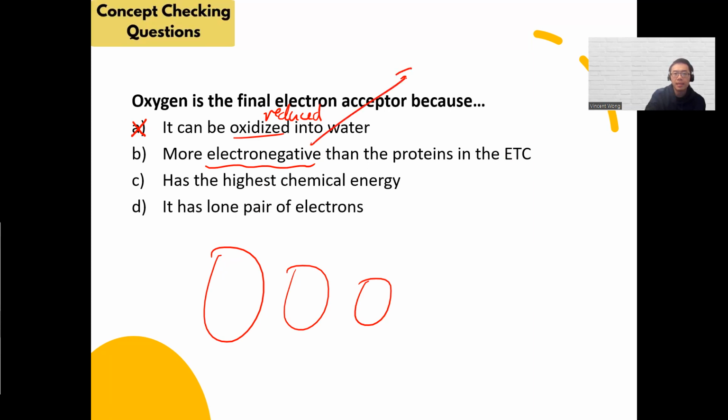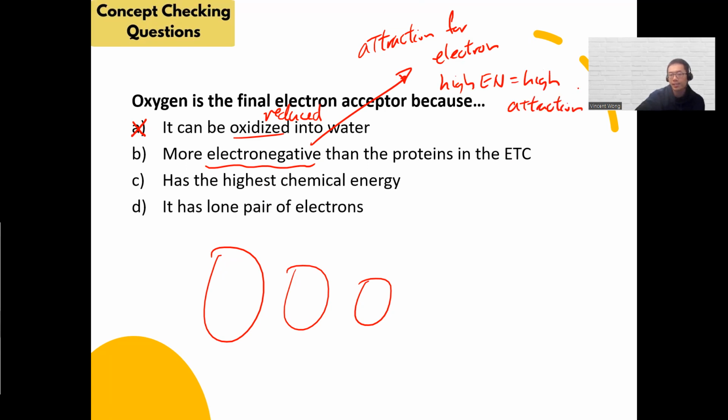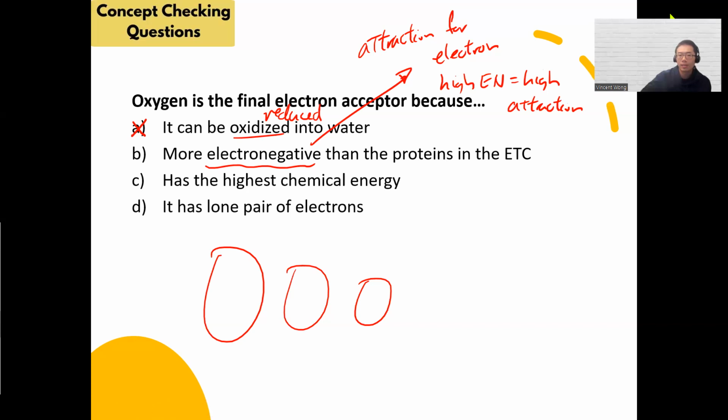Electronegativity means attraction for electron. High electronegativity means high attraction. It really likes electron. That's what it means. If something has high electronegativity, it means it really, really likes electron. So we have 3 proteins here, right? 1, 2, 3 on the ETC. You will put the electron in the first one.